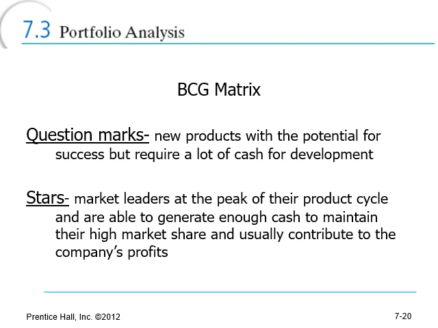If you make some characteristics for each section, some characteristics for question marks, some for stars, you have to apply them: is your business unit or your product located in which section? In the section of question mark, or star, or cash cow, or dog? So you first have to know the features of a question mark or a star. Let us go for question mark. Here we locate new products with the potential for success but which need a lot of cash for development. Okay?